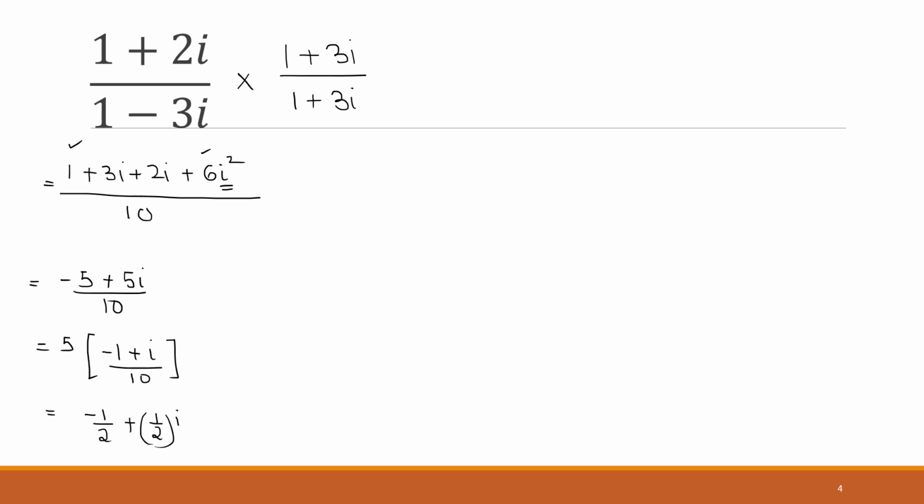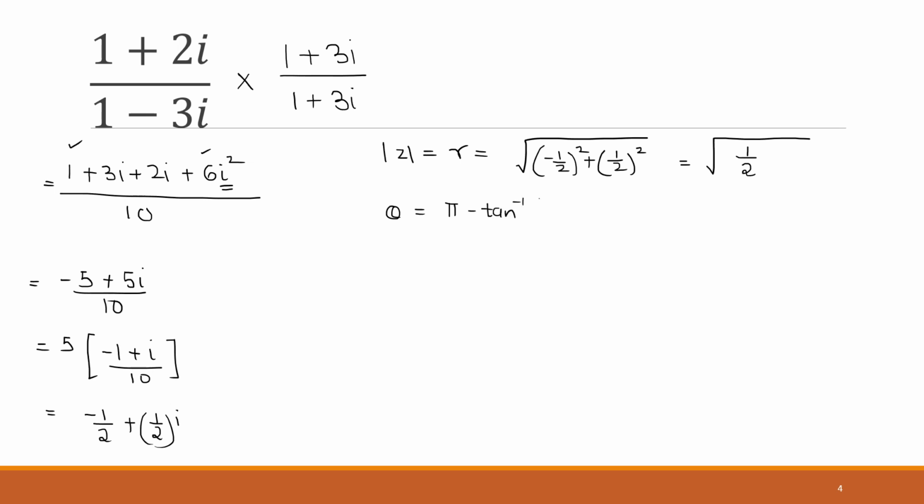Now, as usual, हम पहले mod z, that is r find करेंगे, जो कितना आएगा? minus half square plus half square, correct? That is 1 by 4 plus 1 by 4, 2 by 4, that is root half. What will be theta? X negative है, y positive है. It will lie in second quadrant. So pi minus tan inverse, modulus लिया, तो half upon half, that is 1. Tan 1 किसके लिए आता है बच्चों? It comes for 45 degree. Therefore, theta is coming out to be 3 pi by 4.